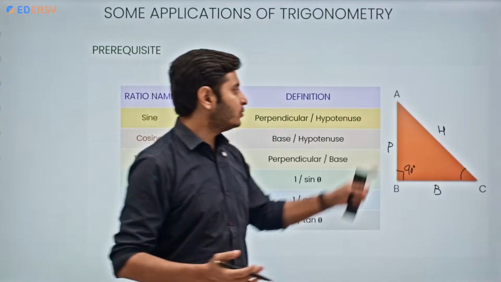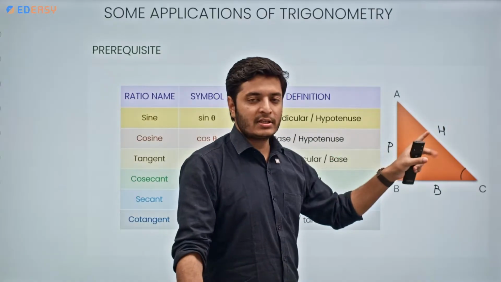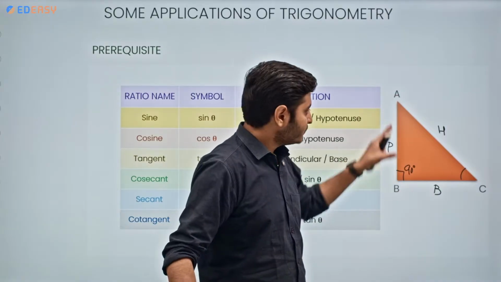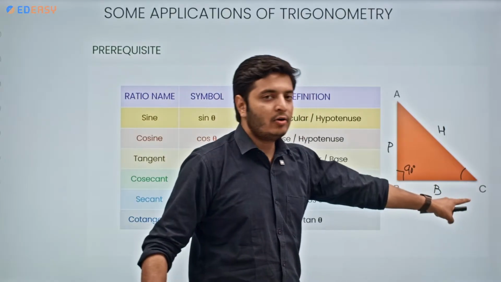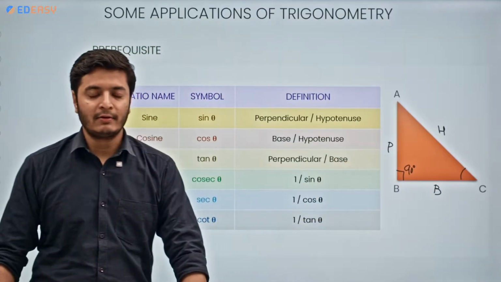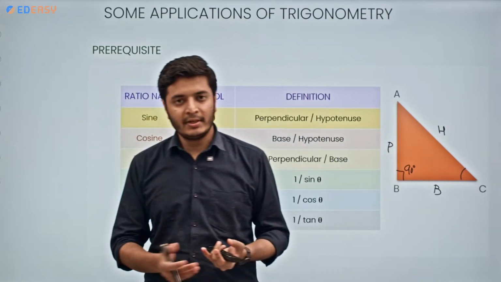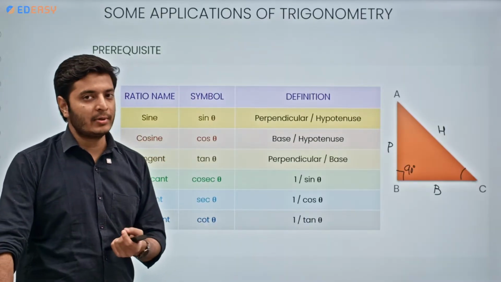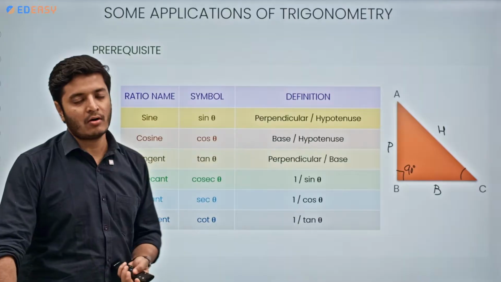But suppose we are referring to angle A, then which side is the base now? Because there are two sides which are adjacent to angle A: AC, again the hypotenuse, and AB. So if we are referring to angle A, then AB will become our base side and the side opposite, BC, will become the perpendicular. Why is this necessary? Why do we need to understand this? Because we are going to apply these things, hypotenuse, perpendicular, base, to find the value of different trigonometric ratios. So there are 6 trigonometric ratios: sine, cos, tan, cosecant, secant and cot.